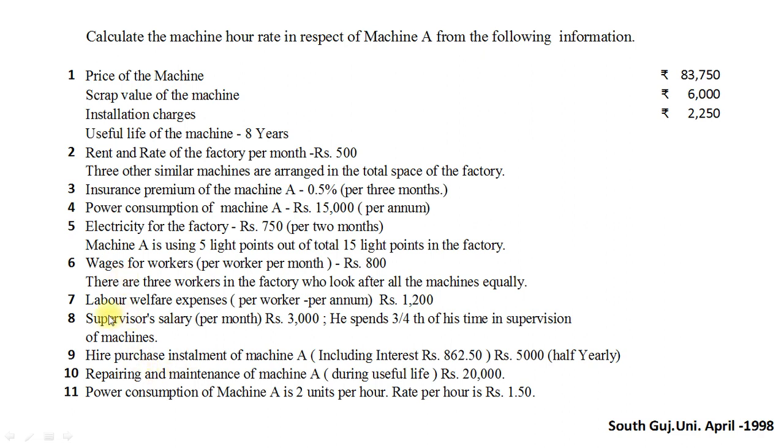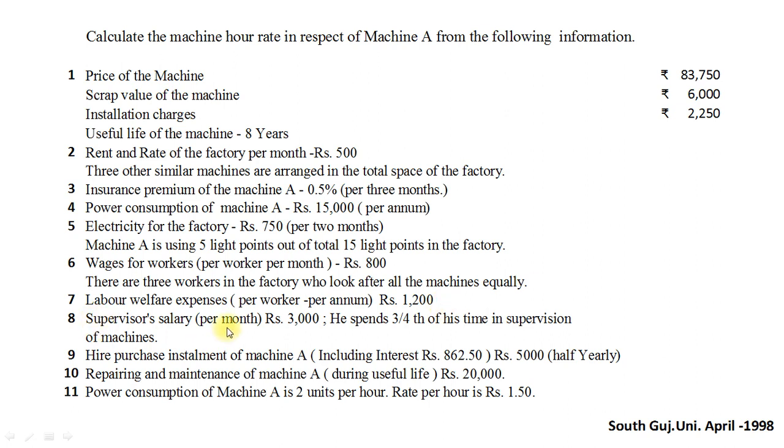Now labor welfare expense per worker per annum is rupees 1,200. So 1,200 multiplied by 3 workers is a total of 3,600, and all 3 workers look after all machines equally as per information given in number 6. So 3,600 will be divided by 4 machines. So we get 900 rupees for machine A. So labor welfare expense for machine A amounts to rupees 900.